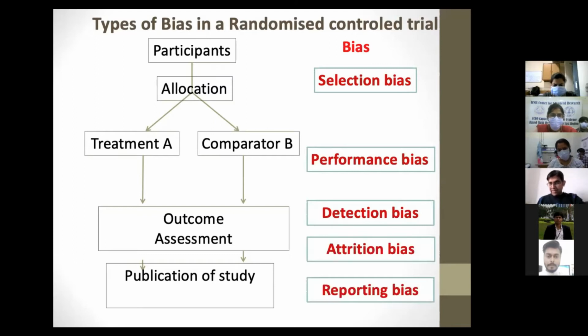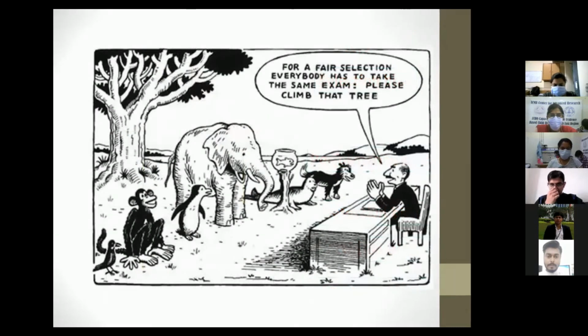These are very fancy names, but they are very basic things, like attrition bias and detection bias. They are very simple concepts.